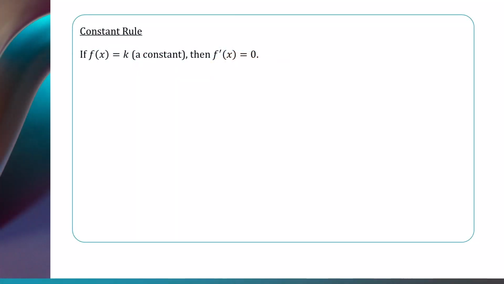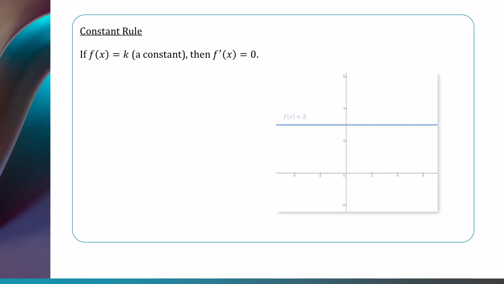The first rule is the constant rule. If f of x equals k, where k equals a constant, then f prime of x equals 0. This is pretty easy to see. The graph of a constant function is a horizontal line, so the slope of the tangent line is always 0.